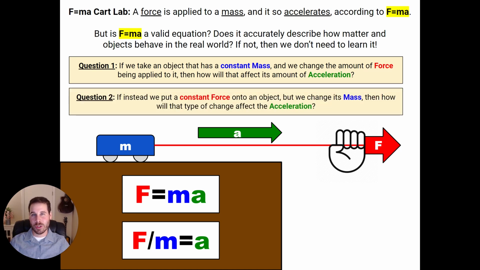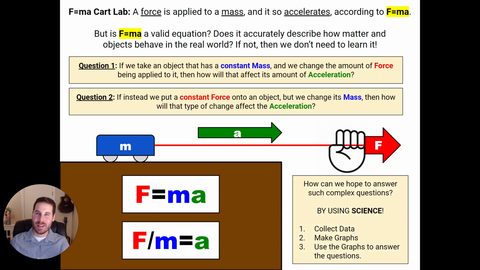And the second of our two questions in today's lab is, if instead we put a constant force onto an object by pulling on it the same amount every single time, but we change its mass by making it larger or smaller, maybe by adding weights on top of it or taking mass off, then how will that kind of change affect the acceleration of the cart?